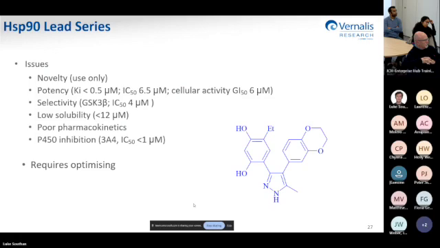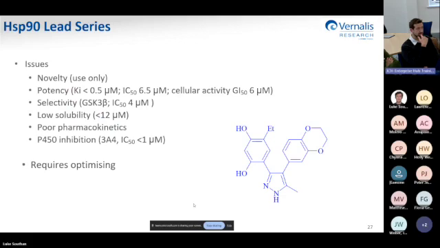So that was the lead series that we mentioned as identified a lead. But it's got a pile of issues. It's not novel when we found it, so it was covered by someone else's patent. So that's no good. Potency wasn't that good. It's not that selective, so it inhibits GSK3 beta. It's not particularly soluble. PK is dreadful, and it's an inhibitor of P450, so you get drug-drug interaction. So it's not a drug. It's got a whole load of things we need to improve.